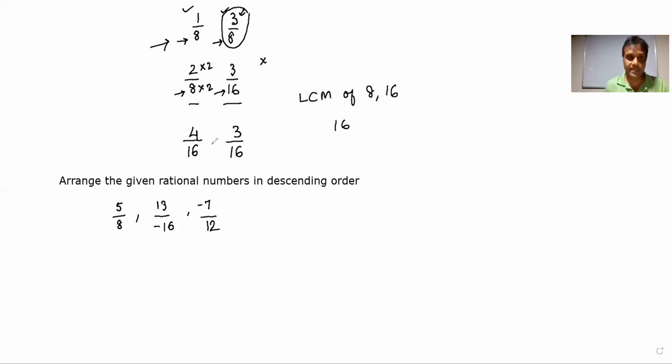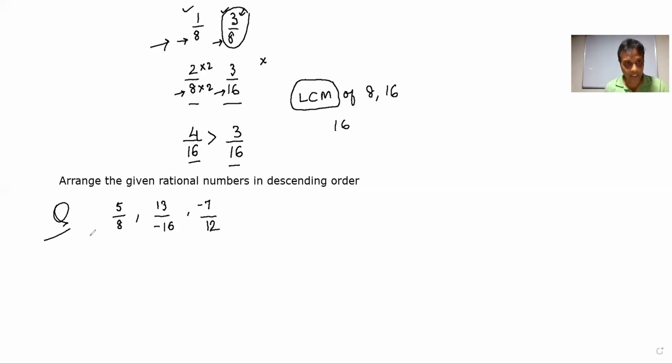Now I can very easily tell that 4 upon 16 is greater than 3 upon 16. Why? Because their denominators are same. And how do we find that common denominator? The least common multiple of both denominators. So let's do one question and find out, if there are 3 fractions, which is a bigger fraction.